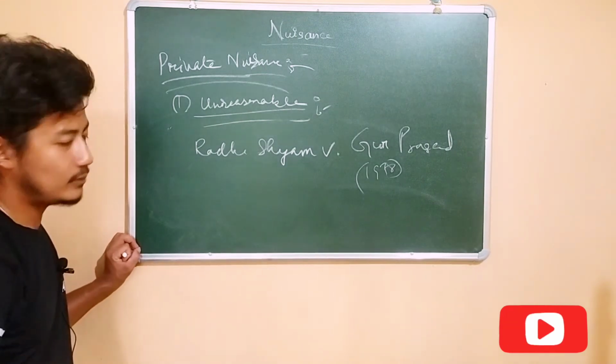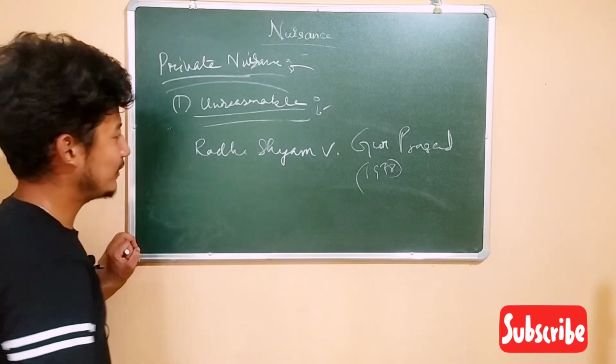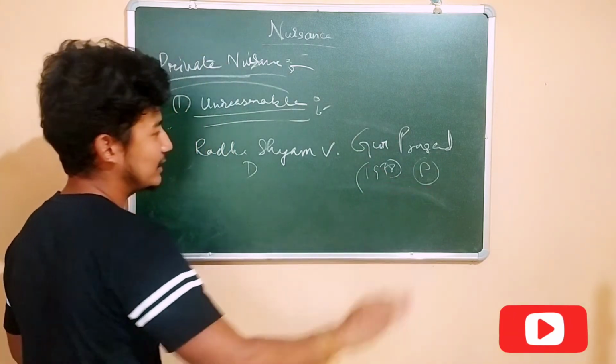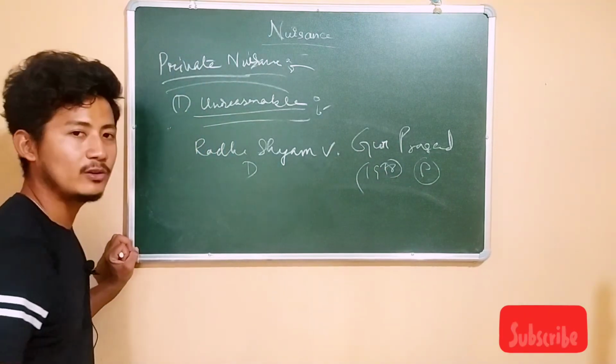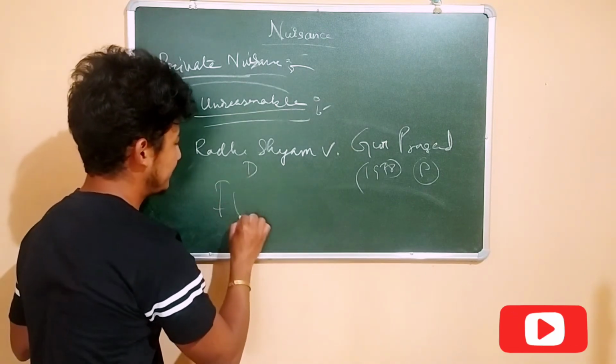So in this case, what happened was that Guru Prasad and another filed a suit against Radheshyam. Radheshyam was the defendant and Guru Prasad was the plaintiff. Guru Prasad and others filed a suit against Radheshyam in order to restrict him from installing a flour mill.